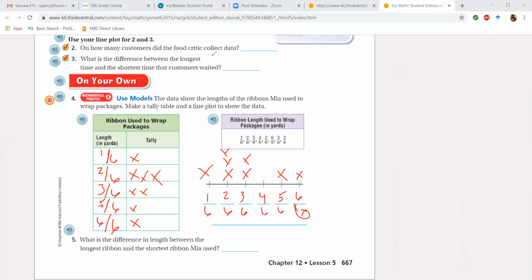Okay, question number 5. What is the difference in length between the longest ribbon and the shortest ribbon? So the longest ribbon that Maya used was 6/6. The shortest ribbon that Maya used was 1/6. Since it's asking to find the difference, we are going to subtract. Denominators are the same, so the denominator stays the same in my answer. Now I just need to subtract my numerators. 6 minus 1 is 5. 5/6 yard.